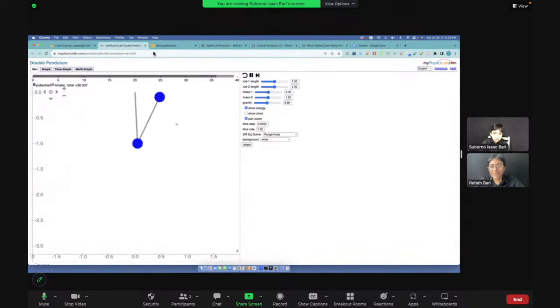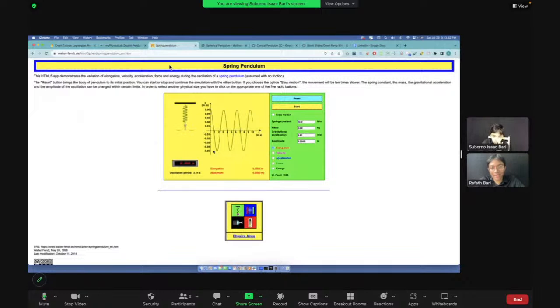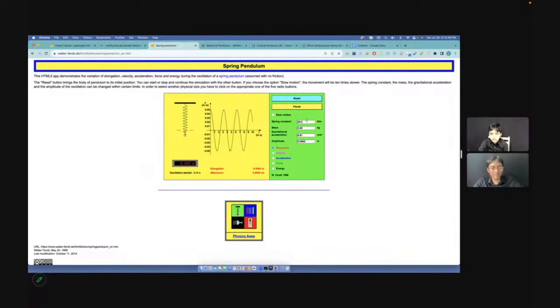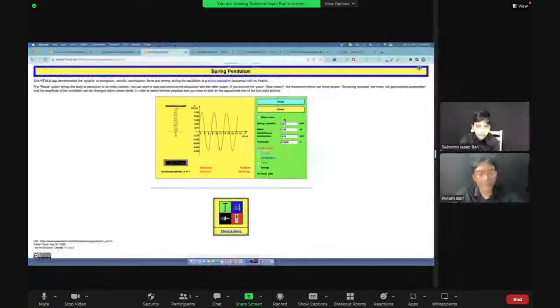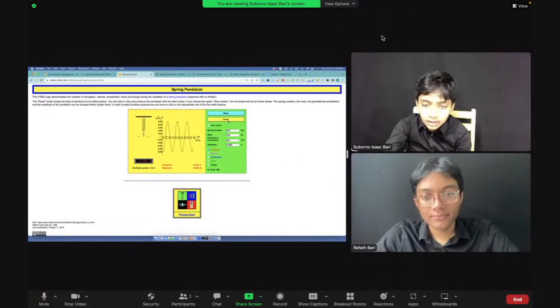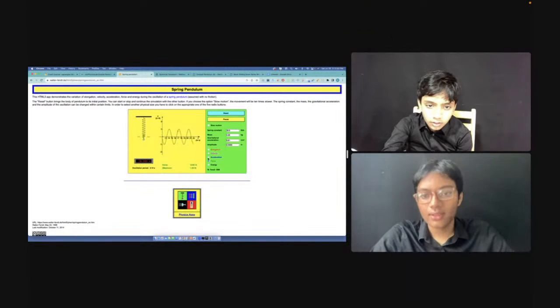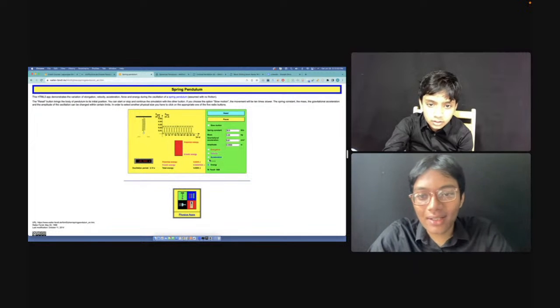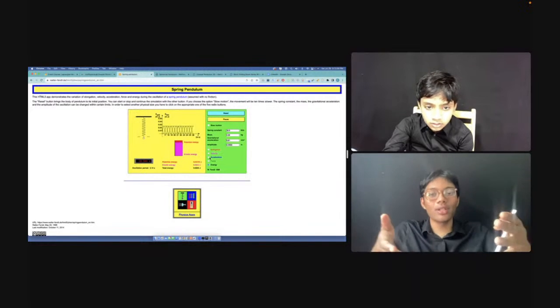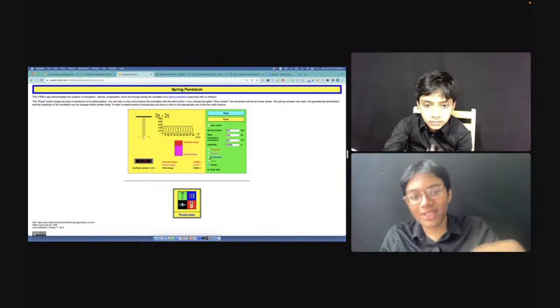Okay. Can you show us the spring pendulum that you have on the third tab? Yep. Okay, what's this about? Can you click start and show us what's going on here? So here we just have what seems to be a spring. But this isn't a normal pendulum, right? This is a pendulum, but instead of a rope, you have a spring, right?